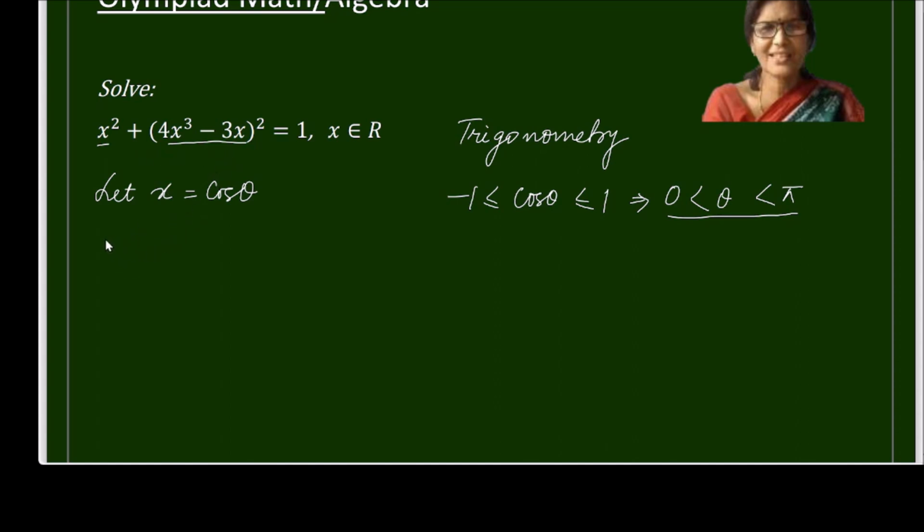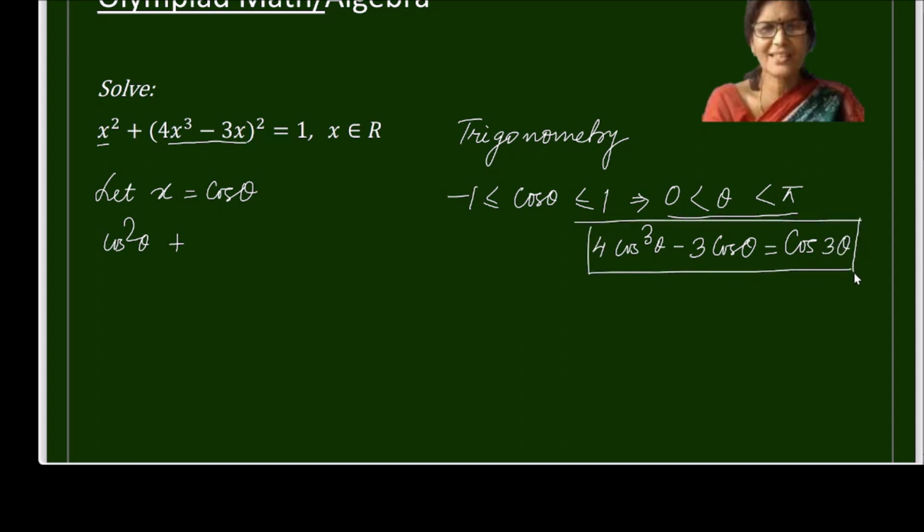So this expression becomes now cos square theta plus, now take care of this, 4 cos cube theta minus 3 cos theta is nothing but your cos 3 theta. So this is the formula we have to apply here. So then only I can get a simplified equation. So cos 3 theta whole square is equal to 1. So cos square theta plus cos square 3 theta is equal to 1.